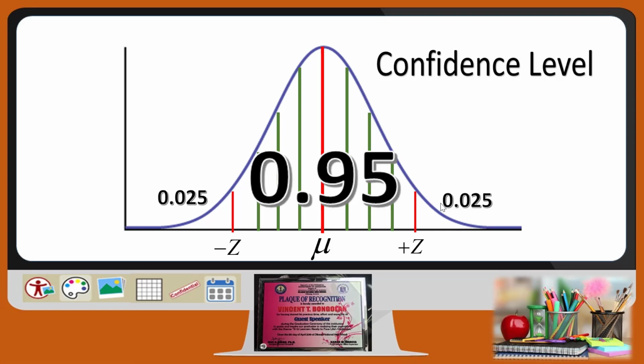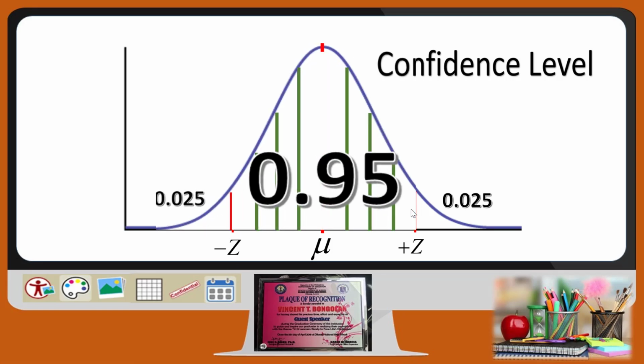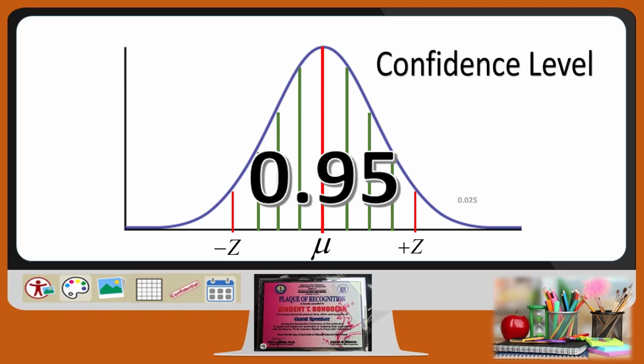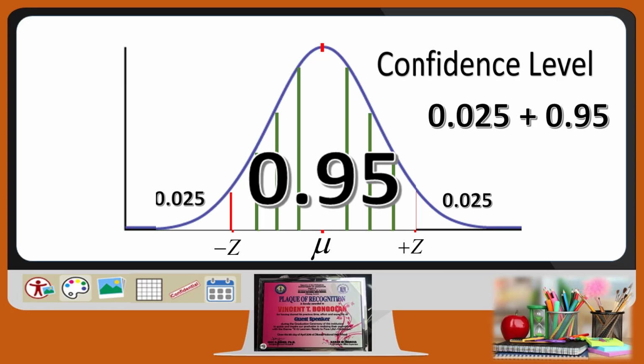Kung gusto nating makuha yung area o kukunin daw natin yung area mula sa negative papunta doon sa positive, ay i-add natin yung value. Yun o, di ba? I-add natin yung value ng negative hanggang papunta sa positive, which is 0.025 plus 0.95. So, makukuha natin yung 0.975. So, nakuha na natin yung 0.975 na area using two techniques.